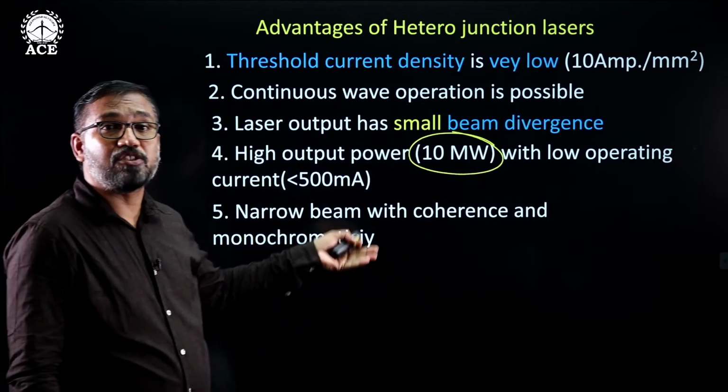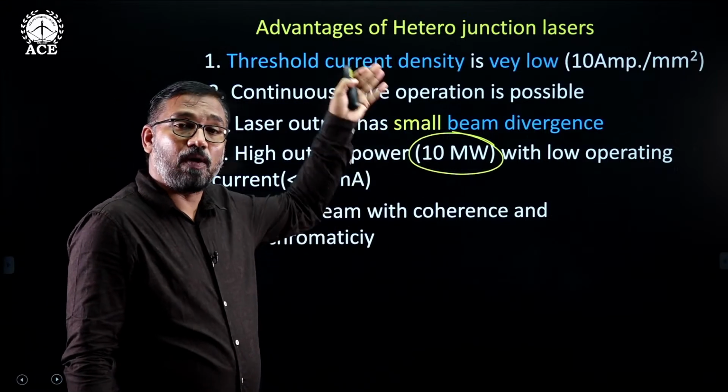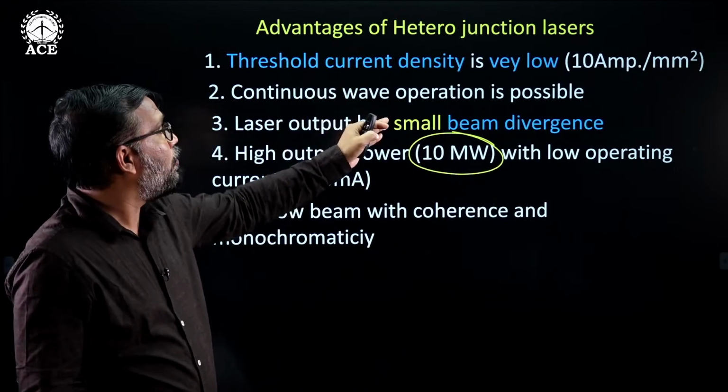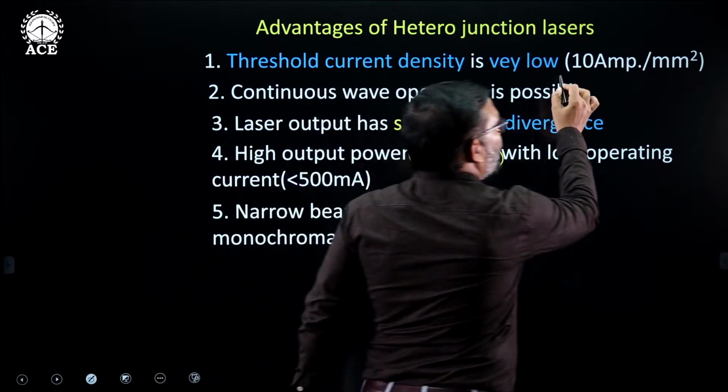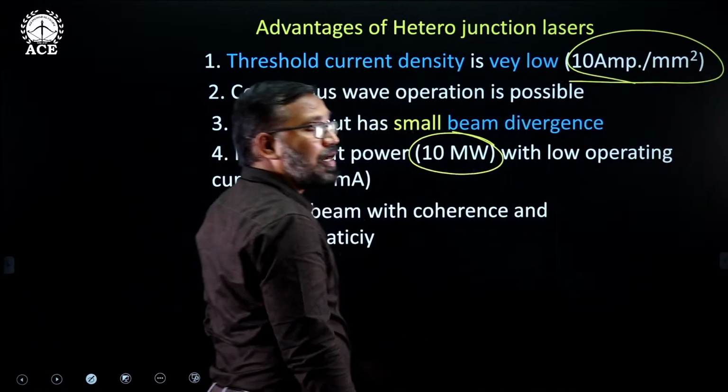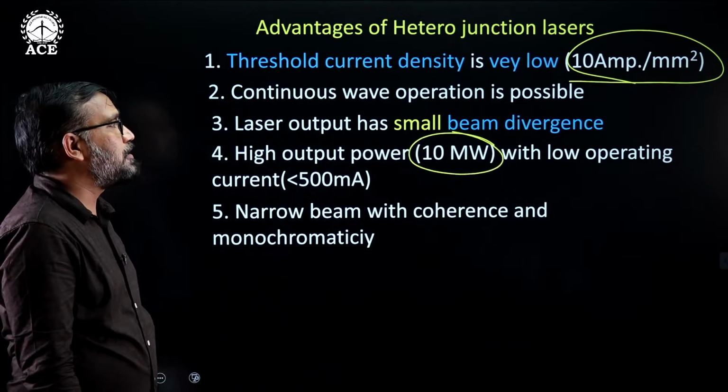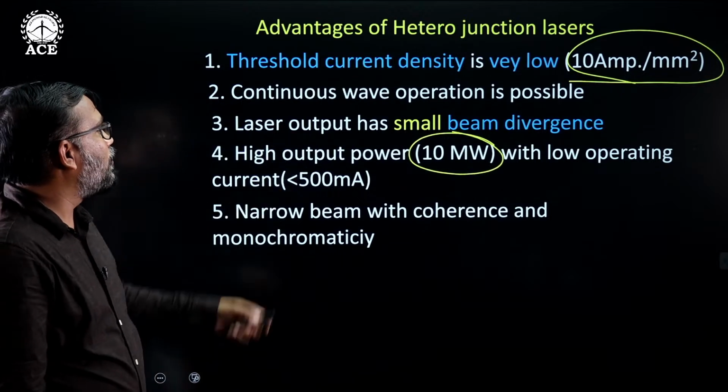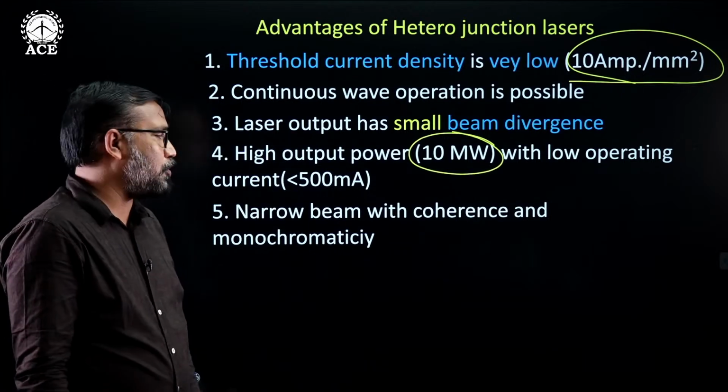And it can be operated. Threshold current density is very less. What about homojunction? 400. Now how much current density? Very simple, 10 amperes per millimeter square of current density is enough to get this lasing action. So here continuous waves are going to be produced.